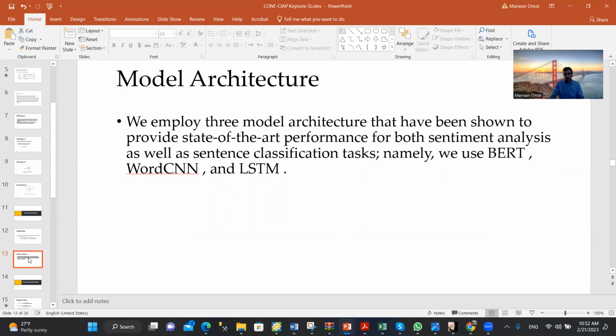Now we are going to talk about the model architectures. As we mentioned briefly, we used 3 different model architectures. We used BERT, which is a transformer. We used WordCNN, which is a convolutional neural network, and LSTM, long short-term memory.